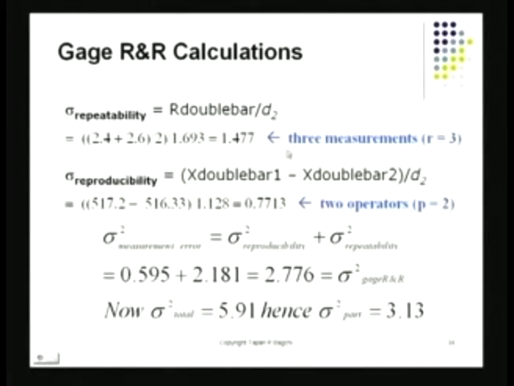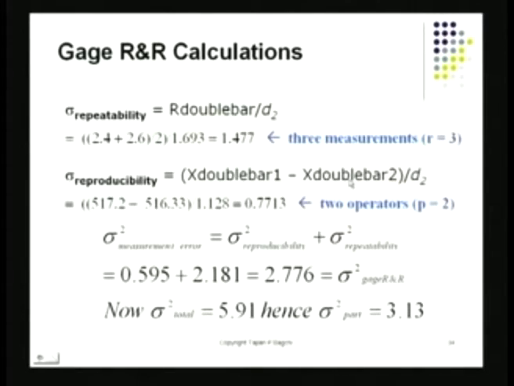If I go back to the calculation again, these 3 measurements led to my estimate of sigma repeatability. That's the standard deviation of repeatability, caused by the gauge. Reproducibility would come when I look at the X double bar on one side and X double bar on the other side, and I divide that.